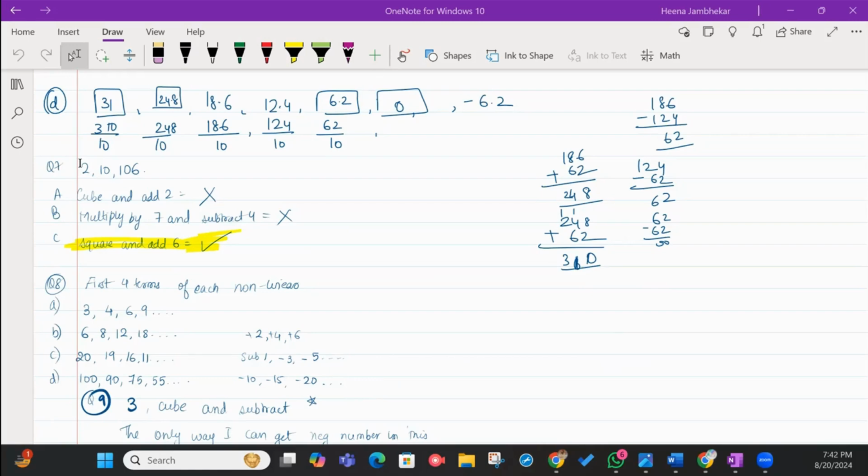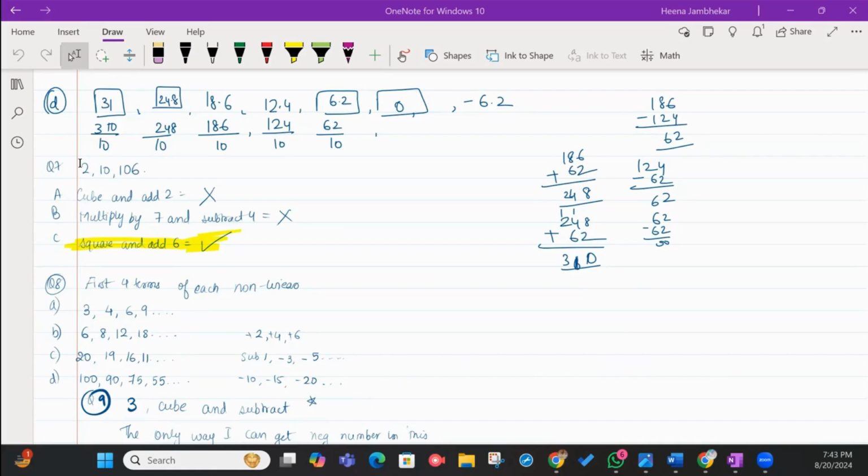Let's go for the next one. It says multiply by 7 and then subtract 4. I have 2. If I multiply by 7, what do I get? 2 sevens are 14. And subtract 4 will give me 10. Now, if I do 10 multiplied by 7, what do you get? 70. And 70 minus 4 will give you 66. Am I getting 106? No. So is that the correct term to term rule? No. Let's go for the third one.